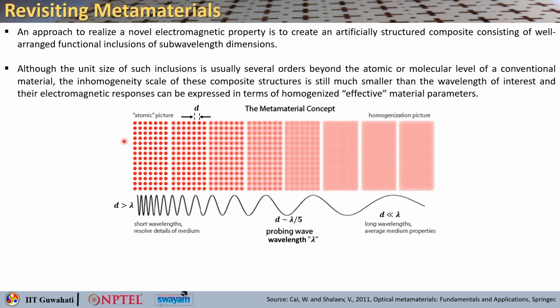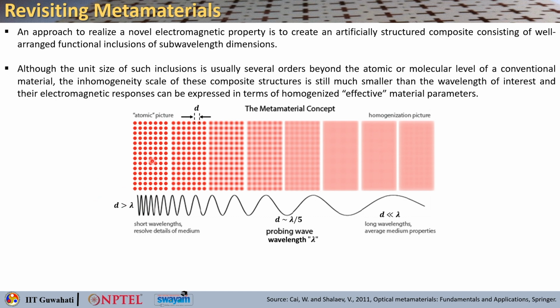In that case, your wave is not able to resolve the internal structure of the material. So, from here things are getting diluted, because the feature size of the inclusions is much smaller than the wavelength. The wavelength cannot resolve those, so you will start seeing a more or less average homogenized property.